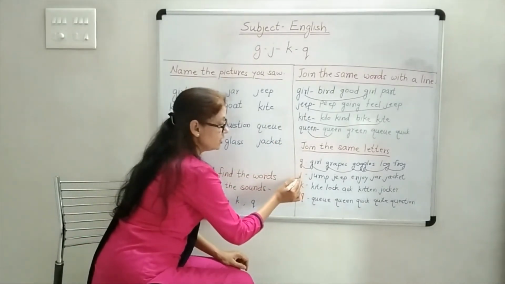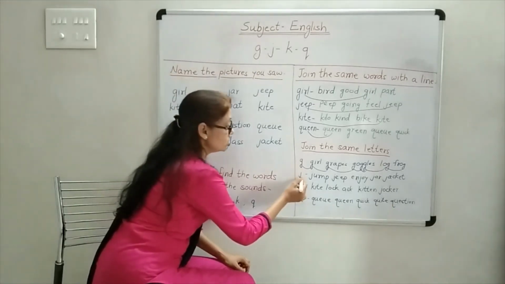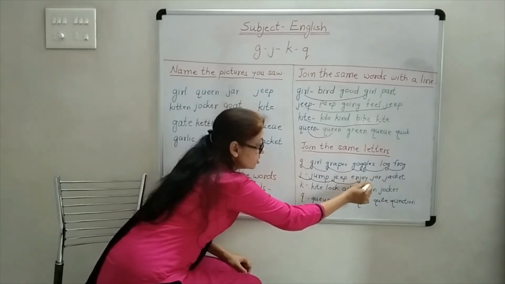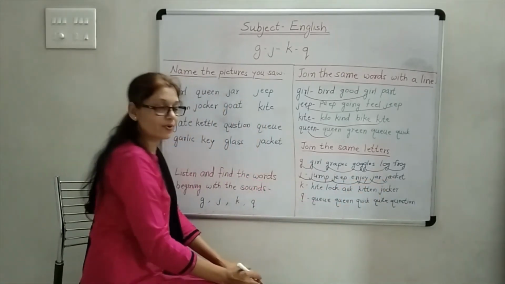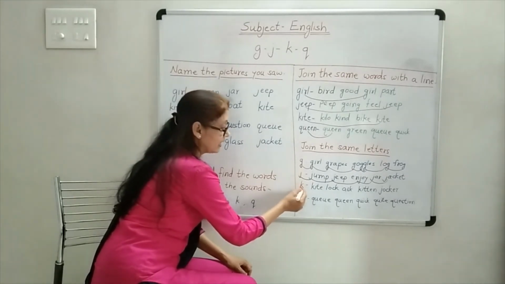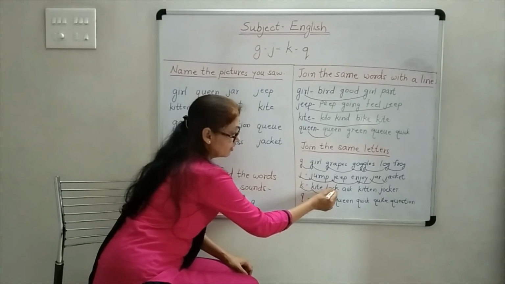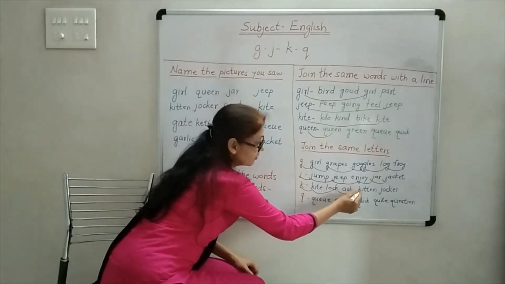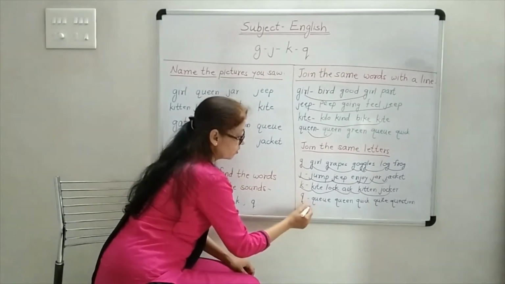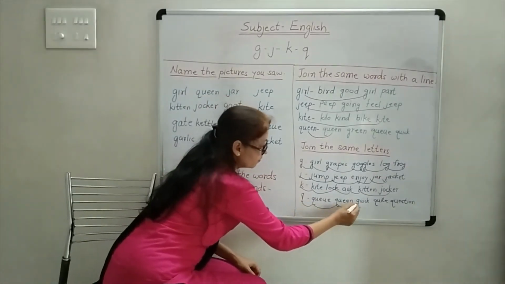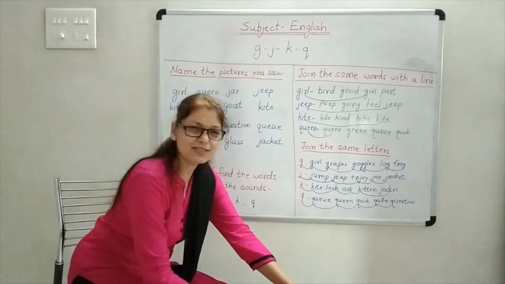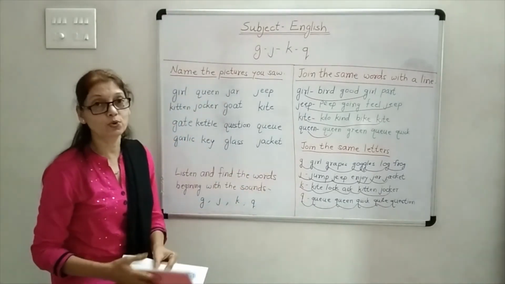Okay? J says J. Jump. J. Okay? K. Kite. K says K. Queen. Qu. Qu. Q. Okay? Got it? So this is very simple. You do it in your book. Okay?